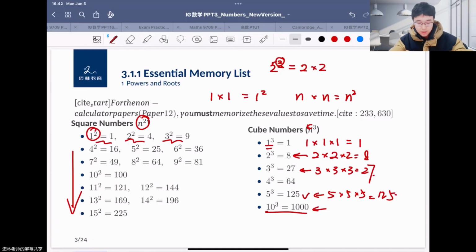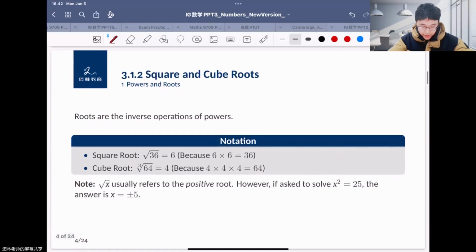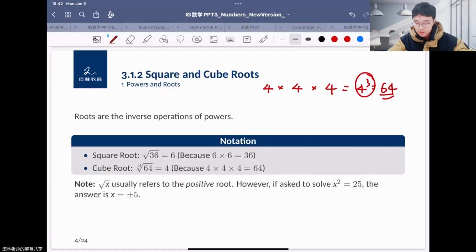For square numbers and cube numbers, we can use another way to understand them, that is square and cube roots. For 4 times 4 times 4, that is 4 cubed, and the answer is 64. This is the symbol for 4 cubed, and here is the final answer for 4 times 4 times 4. If you want to use the answer 64 to find what number cubed gives 64, you can use a cube root to calculate this.